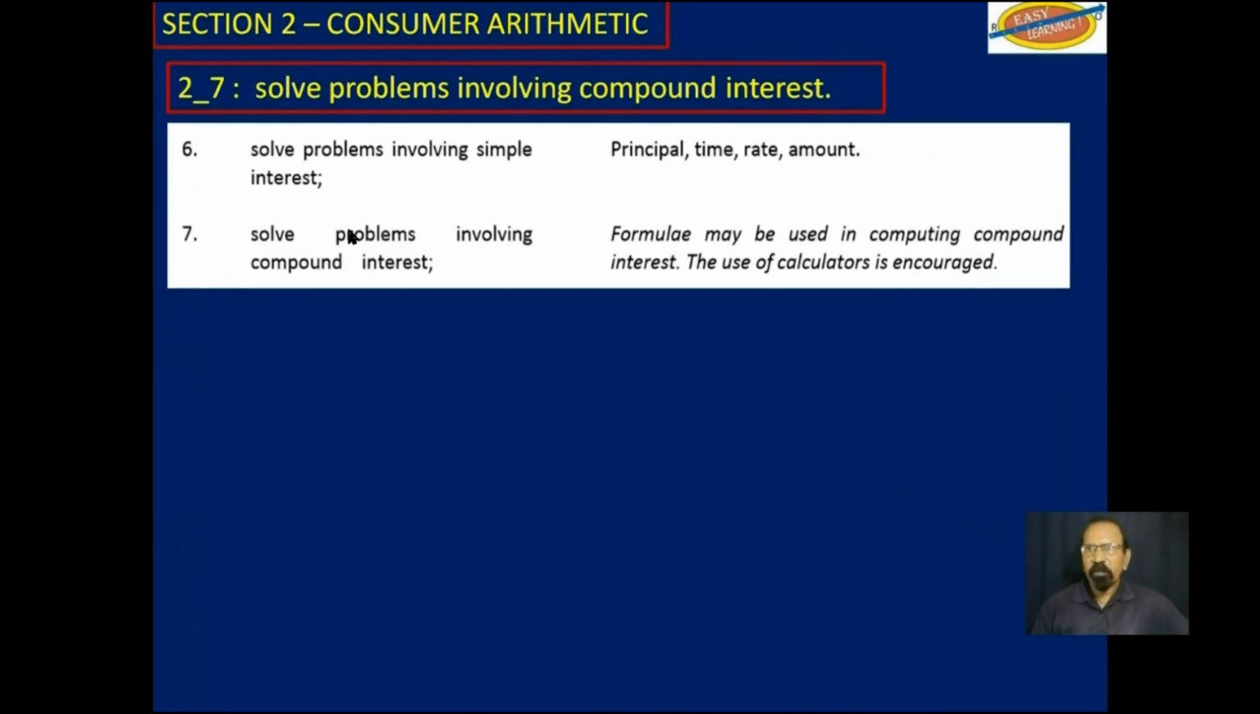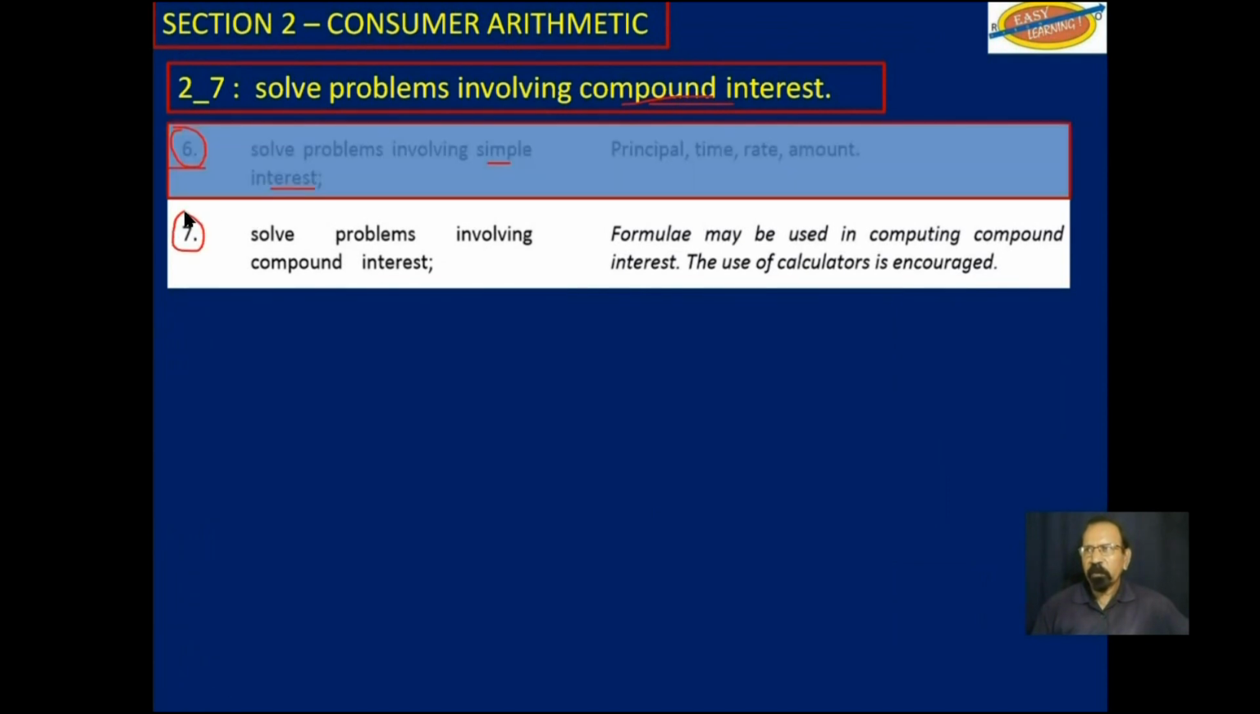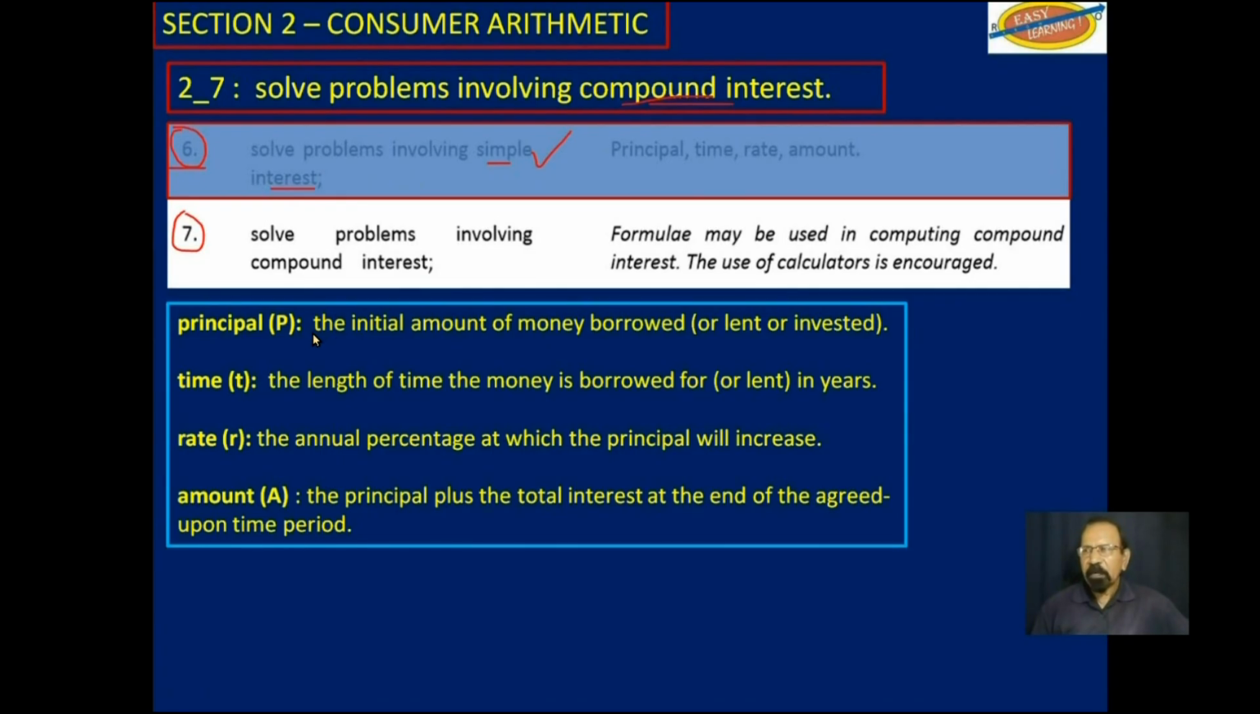Solve problems involving compound interest. Recall the last video on objective 6, we were dealing with simple interest. And now we are here, so we could block out that part. We finish with it. We already learned in the last video what principal is, what the time is. It is in years. The rate is the percentage, annual percentage. The amount is the principal plus the total interest at the end of the agreed upon period.